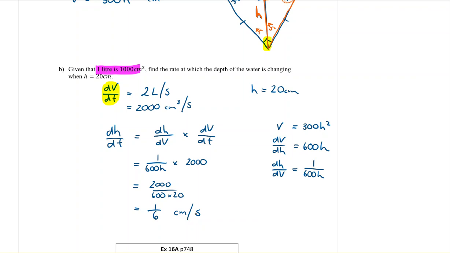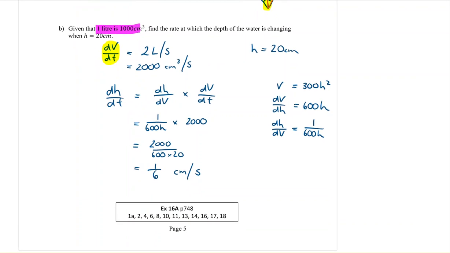So centimetres per second. Don't sub in any variables like the H equals 20 there until the very end. Sometimes I get people that sub things in before they've differentiated, which causes you huge amounts of problems because then you have nothing to differentiate if you've already subbed in your value of H. Okay, you only sub things in at the very, very end. All right, that's it for 16A.